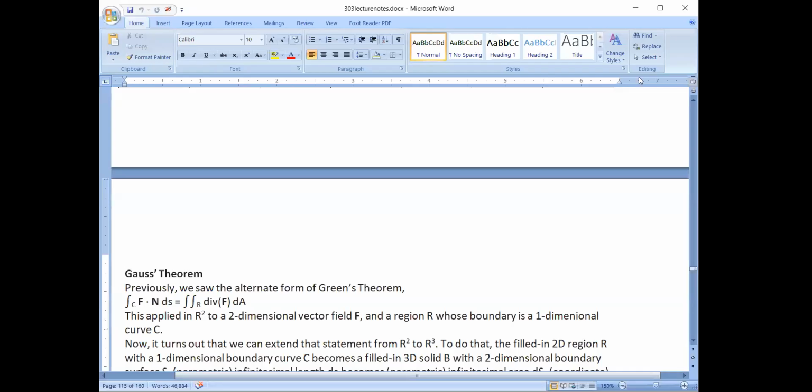So now we're going to look at a new big theorem, Gauss's theorem. So where does this come from? Previously we saw Green's theorem, but we also saw the alternate form of Green's theorem. We haven't used this so much before, but remember the alternate form of Green's theorem was this: the integral over the curve of vector field F dot unit normal n ds was the double integral over the region of the divergence of F dA.